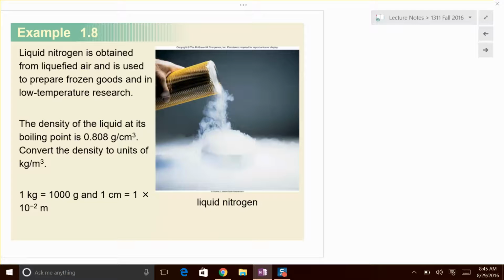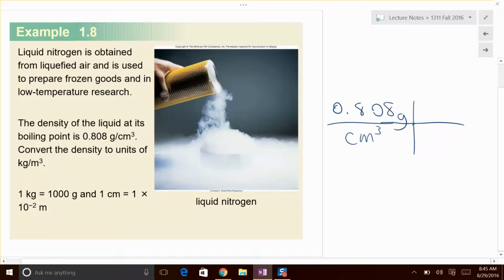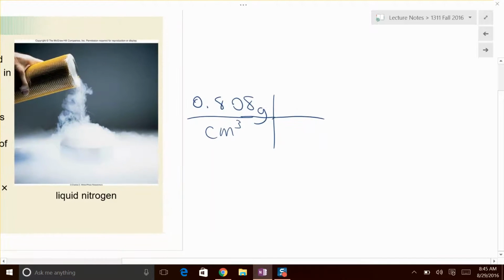So we're going to take 0.808 grams per centimeter cubed. Okay, and I'm actually going to write it like this, grams per centimeters cubed. Now we want to go to units of kilograms per meter cubed. So I need to convert both the grams and the centimeters cubed. I need to change both of those units. So the grams I'm going to convert to what? Kilograms from the grams, right? And then the centimeters cubed, I'm going to convert to what?